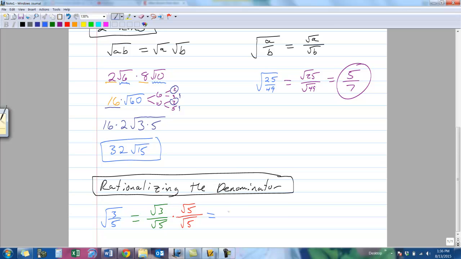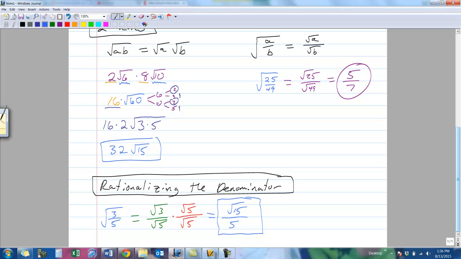The only thing that we're going to do here is change the cosmetics. So root 3 times root 5 is root 15 over root 5 times root 5 is root 25, which is, hopefully you all know, 5. Now, if you were to take your calculator, do the square root of 3/5 and do root 15 divided by 5, you'll see it comes out to be the same thing.